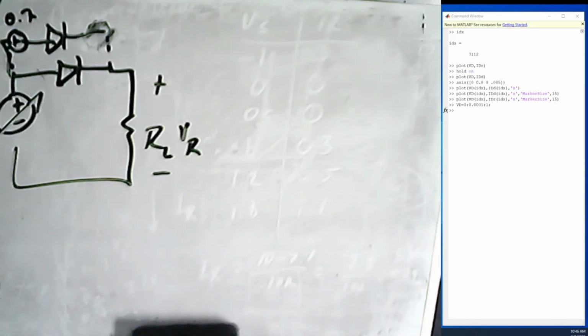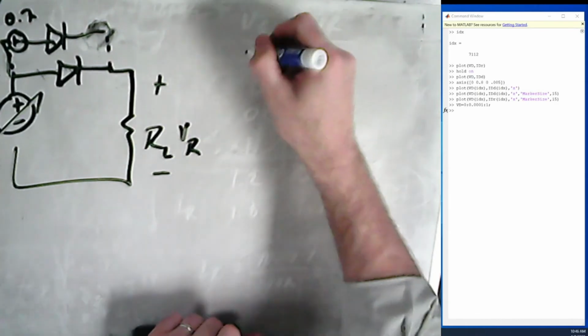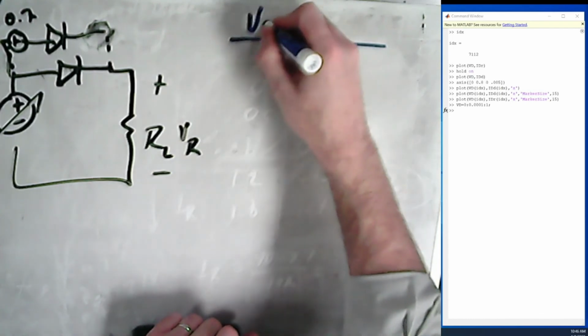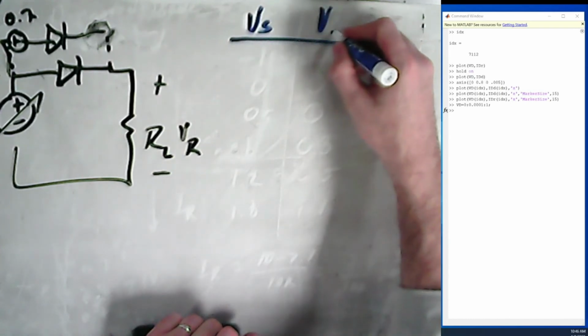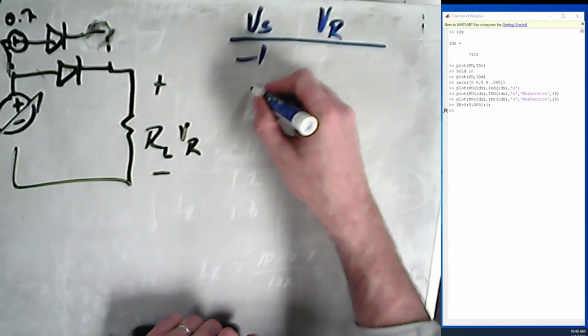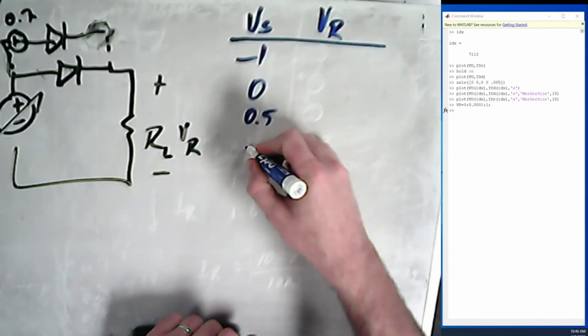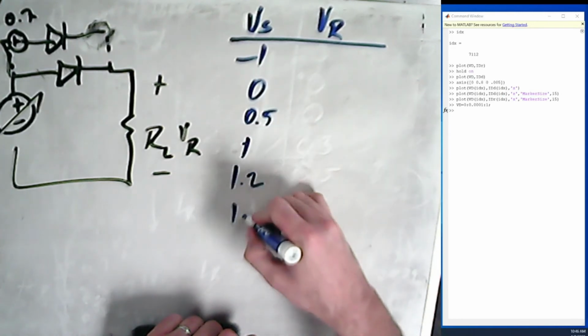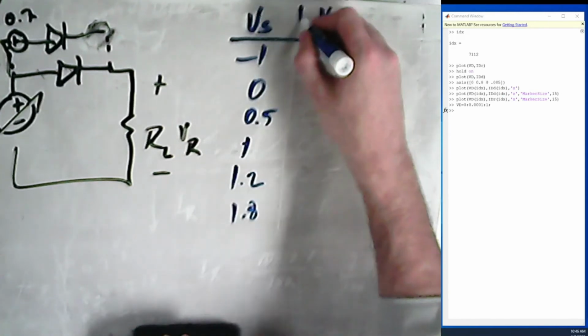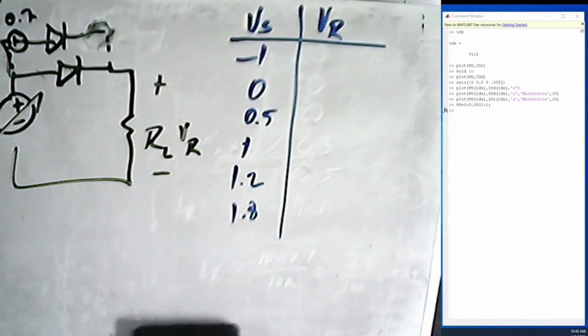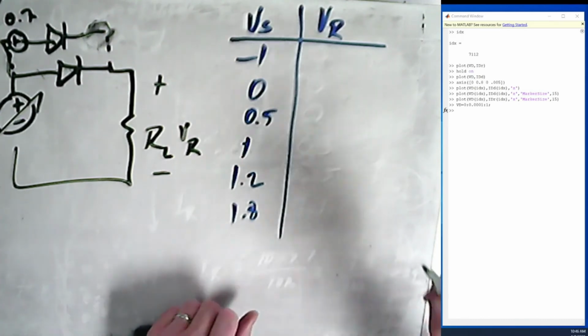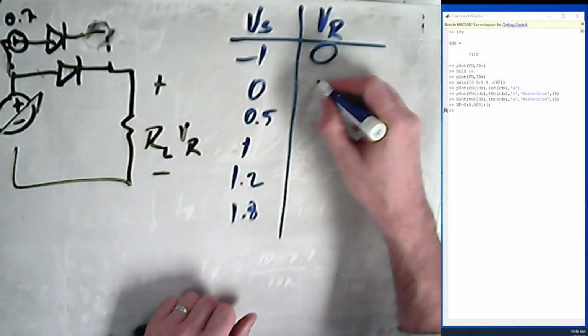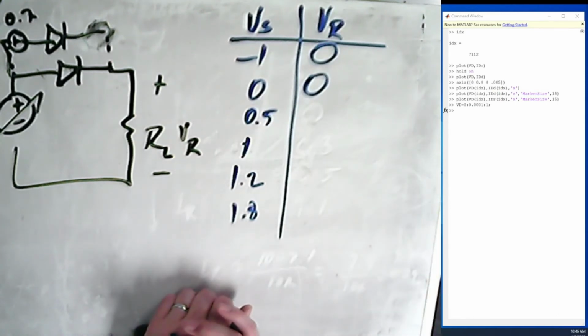I don't like that marker either, so we're going to switch back to blue. And so as we put in VS, as we have our VR on this, let's just put in some values: 0.5, 1, 1.2, 1.8. You can see those are the ones that I was thinking of from before, and we can throw in some values that we'd like to throw in there. So if we put in -1, we obviously know that we're reverse biased. This is one of the obvious cases. We're going to get 0, 0, we're still reverse biased.